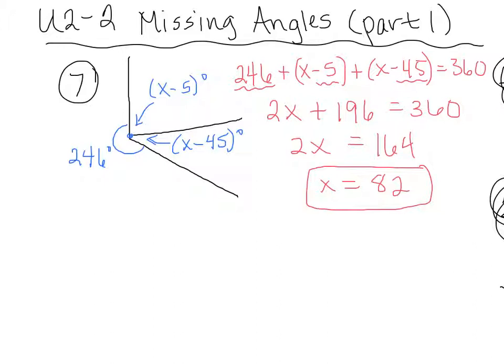Okay, so the answer for x is 82. Here we are looking at the full circle type scenario where all three of those sections need to be added together and set equal to 360 degrees. And then we combine like terms and solve for x. And that is a skill video for Unit 2, Skill 2, on solving for missing angles.